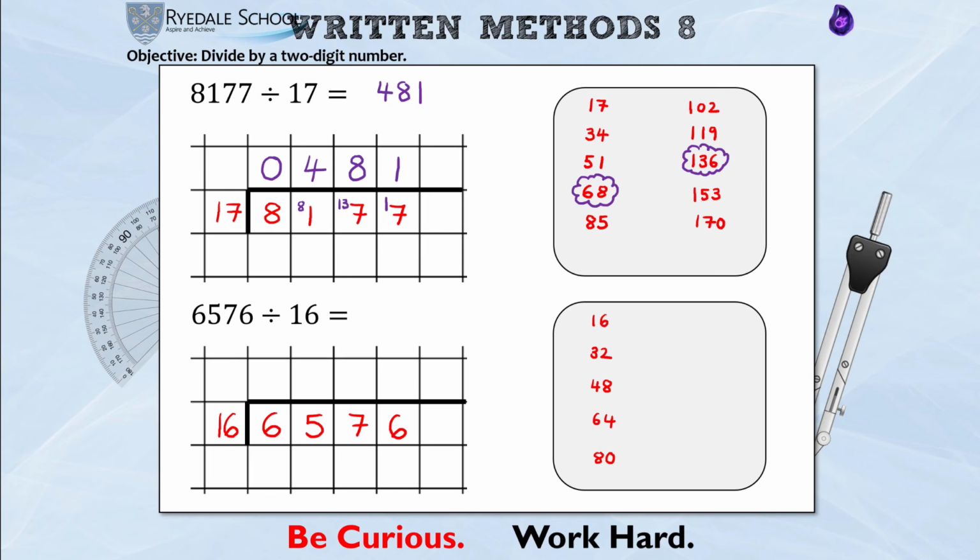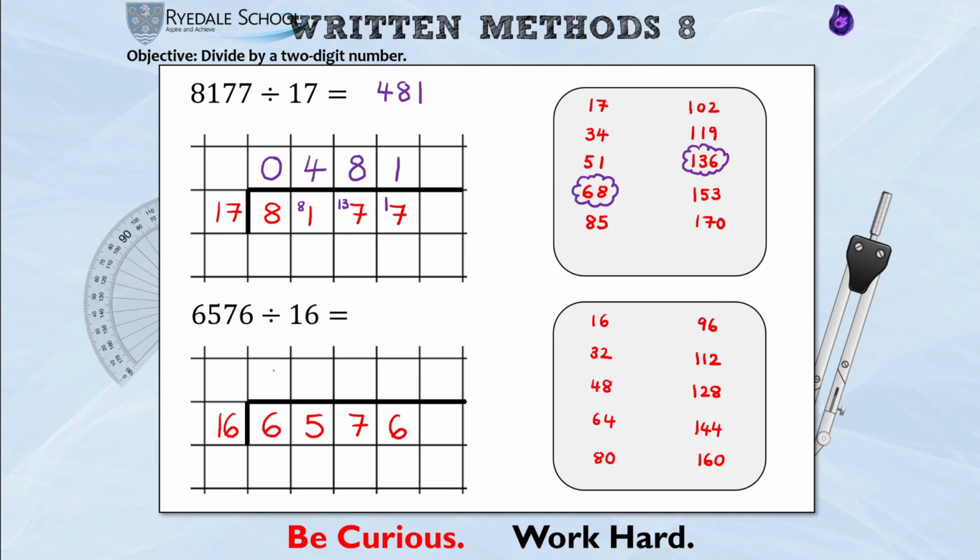Let's do that quick little check. 10 times 16 is 160. Half of 160 is 80. So that's sounding good. Let's keep adding 16. 96, 112, 128, 144, and finally 160. I'm happy that my times table is right, so I'm good to go.